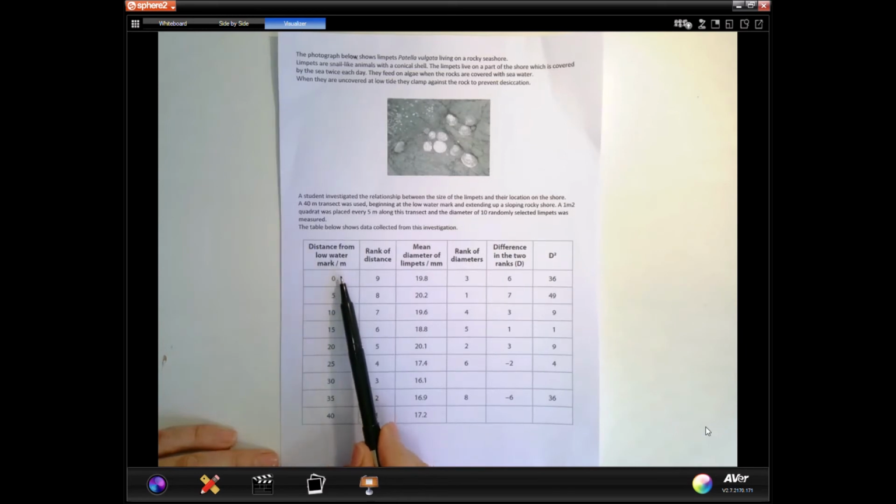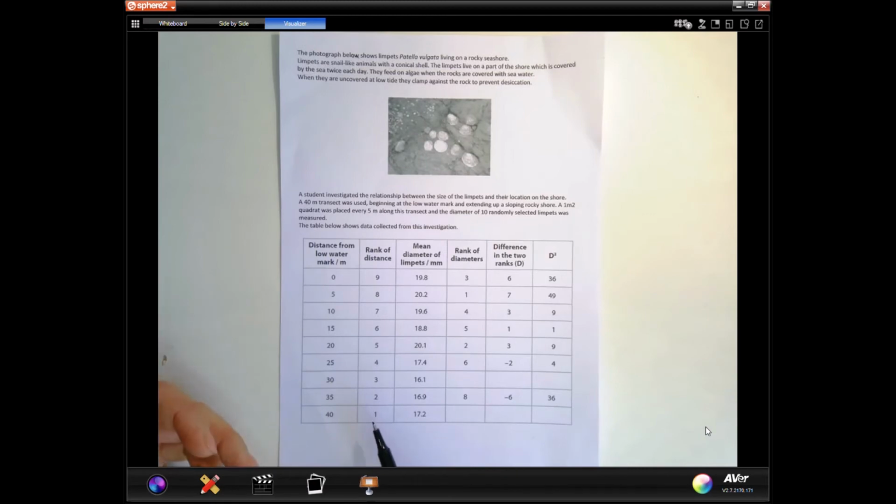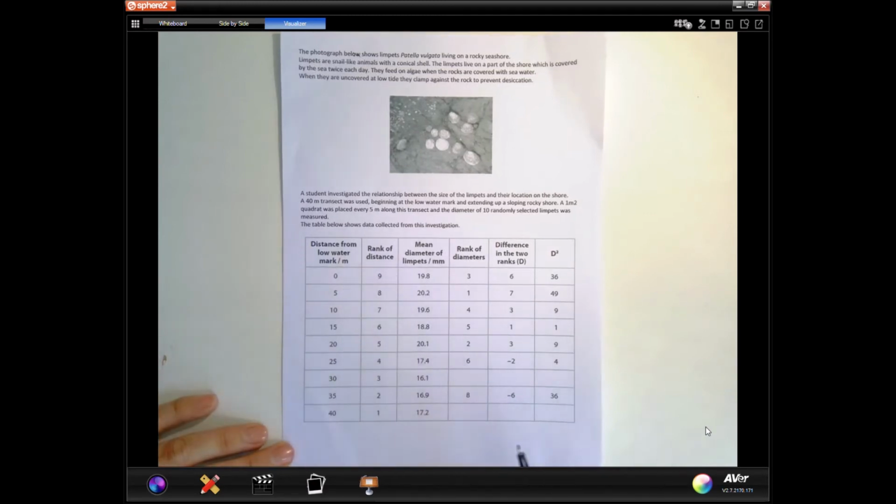So we've got distance from the low water mark here. We've got rank of distance. They've already done this bit for us, so they've ranked the distances. That was quite easy.